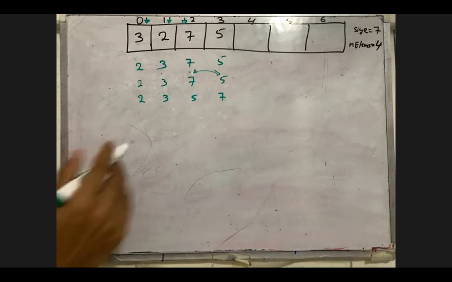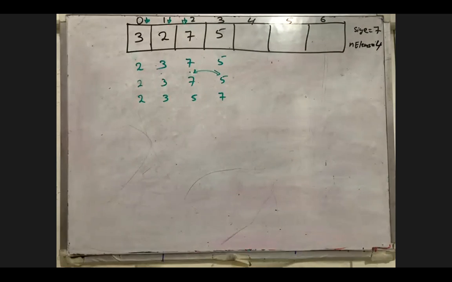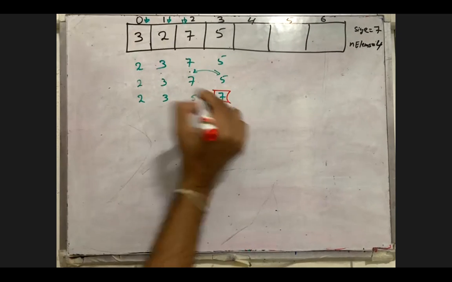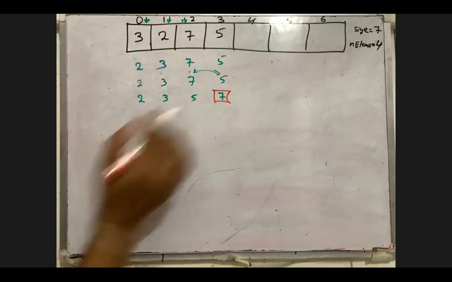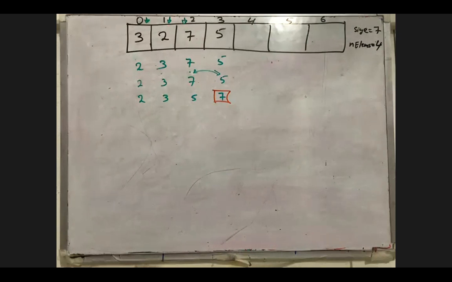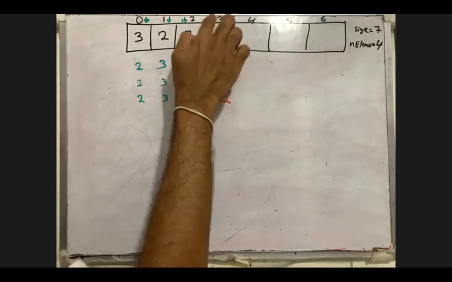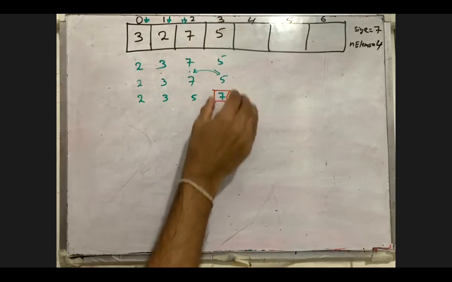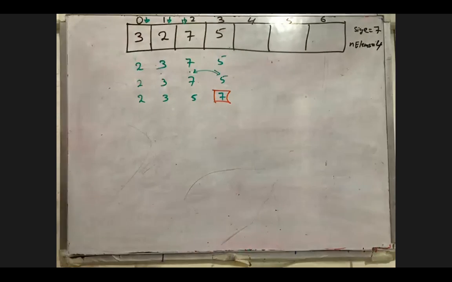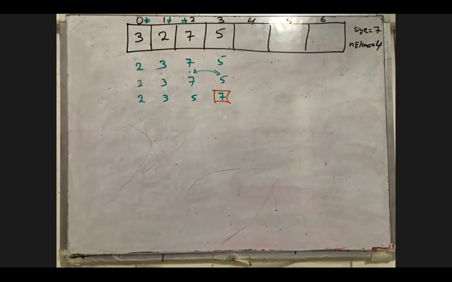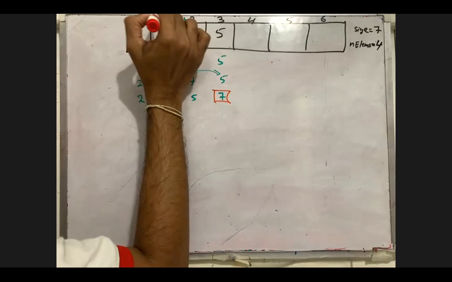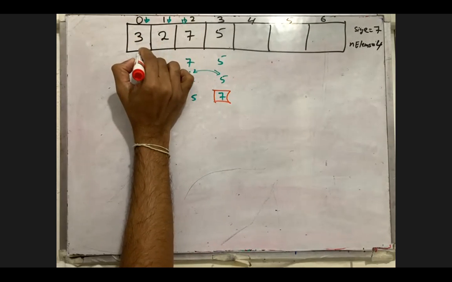Okay. Now what happened? You can identify that the largest number comes to the last. When one pass is over, the largest number comes to the last. Then what do you have to do? Then do this again, because the largest number has come to here. Now green color means the first pass. After that, do this again. I'll put it in red color.